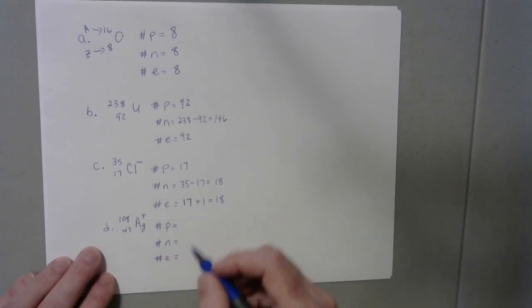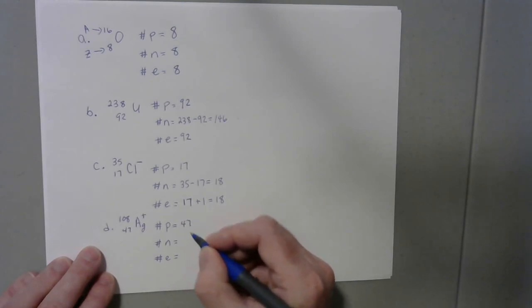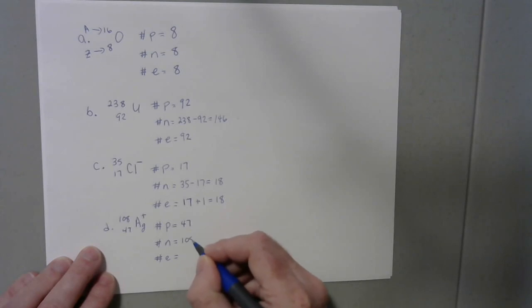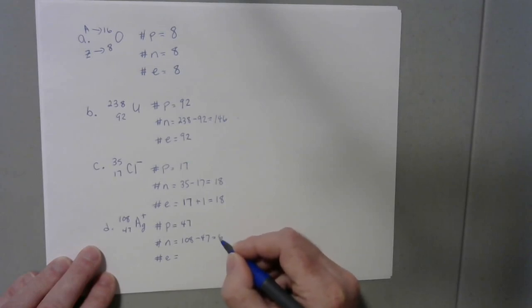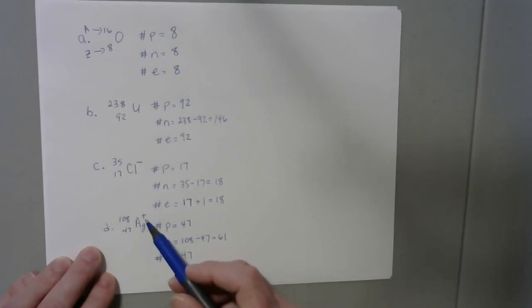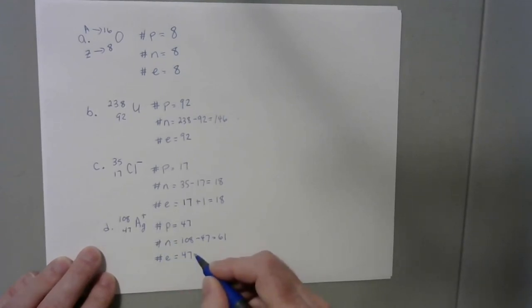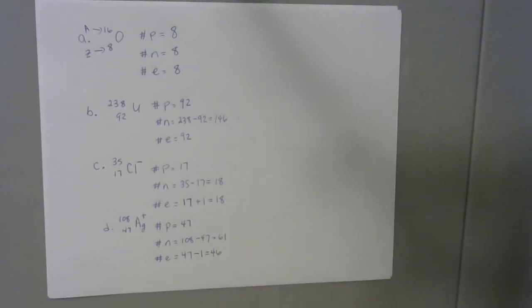Now for silver 108, the number of protons is 47, because that's the bottom number. Neutrons will be 108 minus 47, which is 61. And then the electrons will be based on the number of protons, so 47. But now I've got a positive 1 charge, so I'm going to take 1 electron away because electrons are negative. I need more protons than electrons to get a positive charge, so that will give me 46. And that would be the number of subatomic particles in each of those.